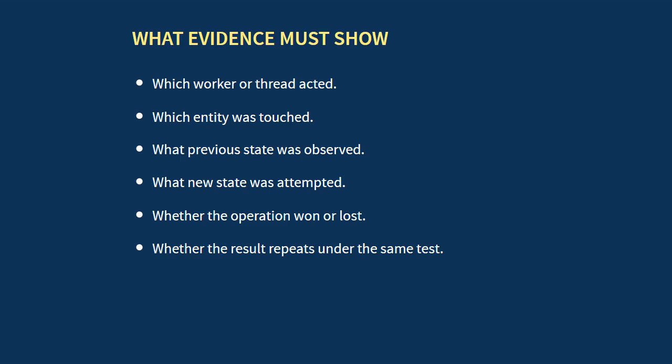A reviewer must be able to reconstruct the interleaving. That means logs need worker ID, entity ID, observed previous state, attempted new state, timestamp, and win or lose outcome. Would a log saying "started processing episode 42" be enough? No, it lacks the competing actor, the state observed, and whether the claim was accepted or rejected. It reports an event, not a concurrency argument.